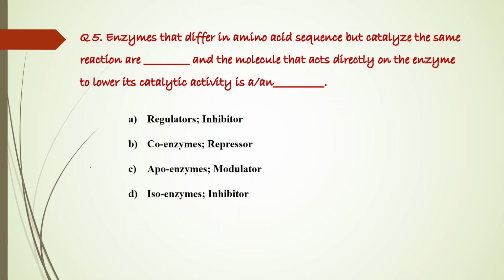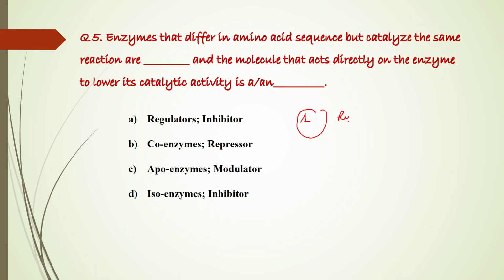And the next thing is, the molecule that acts directly on the enzyme to lower its catalytic activity is called what? So there are two things they are asking about. Number one is, one second. The first one is an enzyme that has different amino acid sequence but is going for the same catalytic reaction. They can catalyze the same reaction.